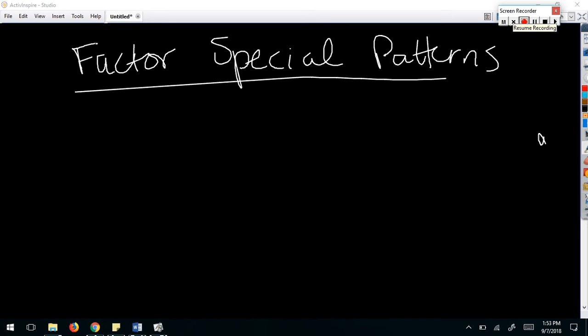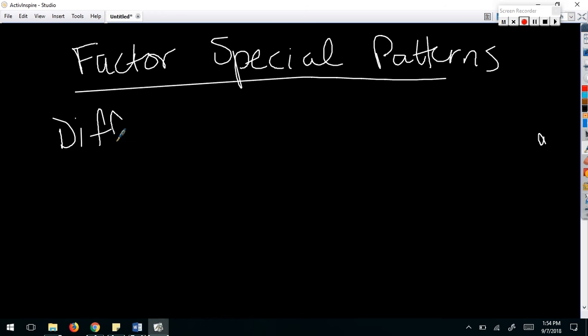Some of you picked it up yesterday, but others of you didn't. So I just want to go over it briefly, how we factor these special patterns, because one of them is going to come into play the second half of chapter 1. You'll have to be able to recognize it. I'll do the easy one first.